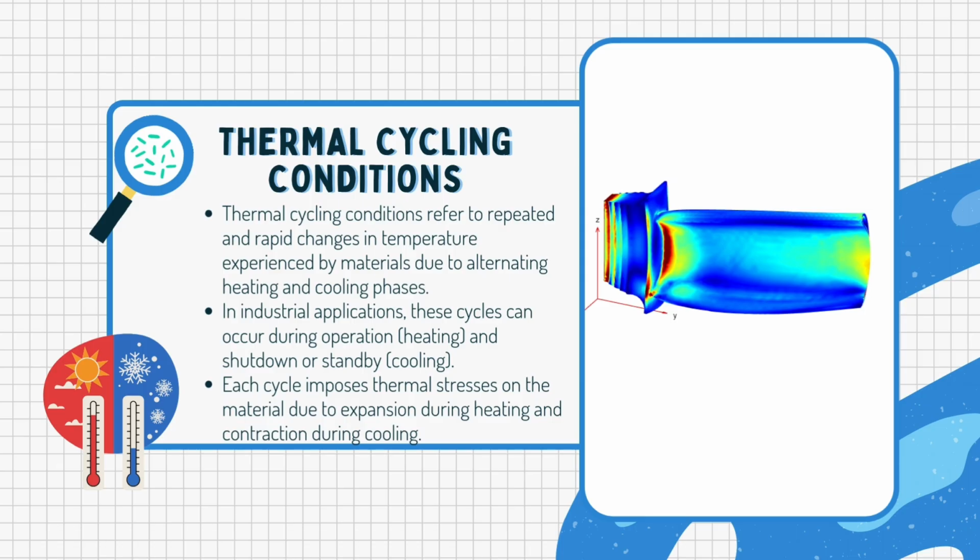Okay, thermal cycling condition refers to repeated and rapid change in temperature experienced by a material due to alternating heating and cooling phases. In industrial applications, these cycles can occur during operation, which is heating, and shutdown or standby, which is cooling.